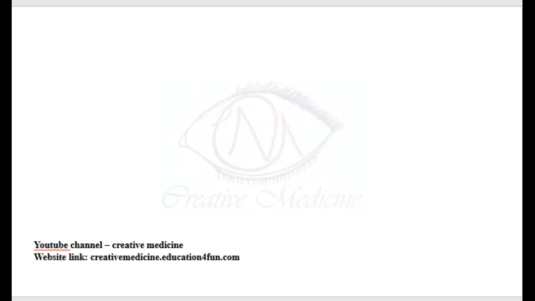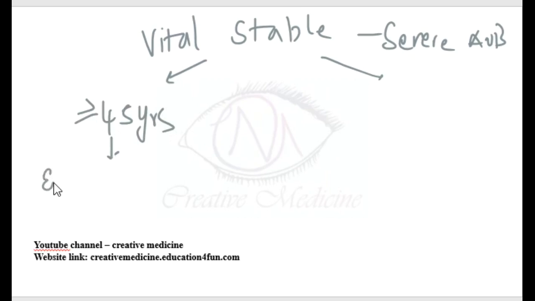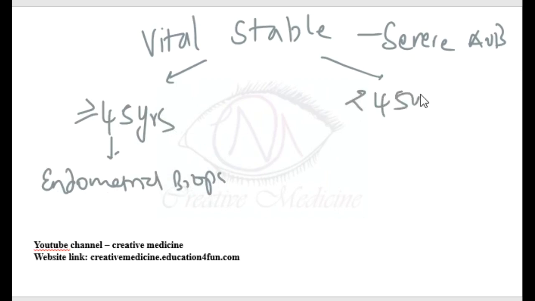Second condition, if there is severe abnormal uterine bleeding and vitals are stable. If vitals are stable, then you should see the age of the patient. If vitals are stable and the age of the patient is more than or equal to 45 years, then we do endometrial biopsy. If the vitals are stable and the age of the person is less than 45 years, in such case you should check the ultrasound report.